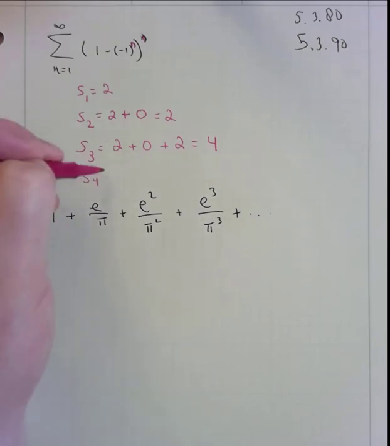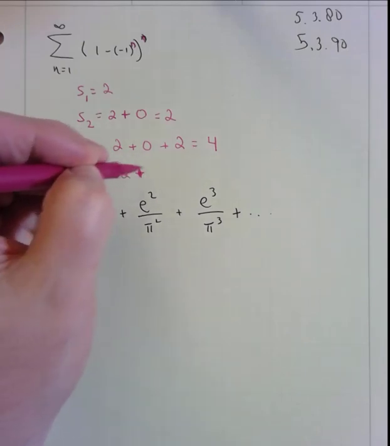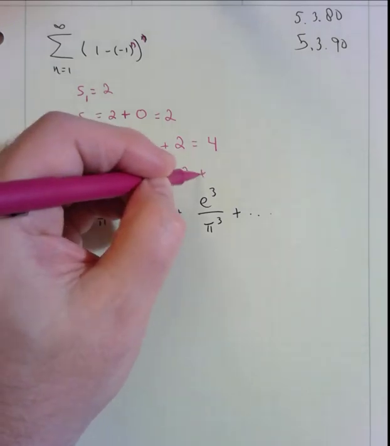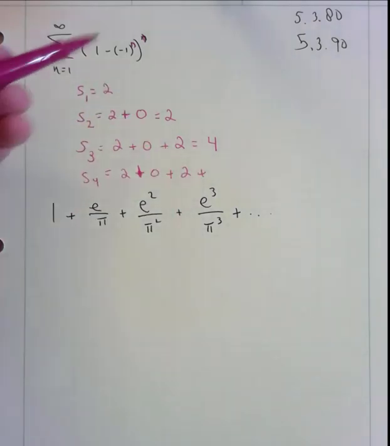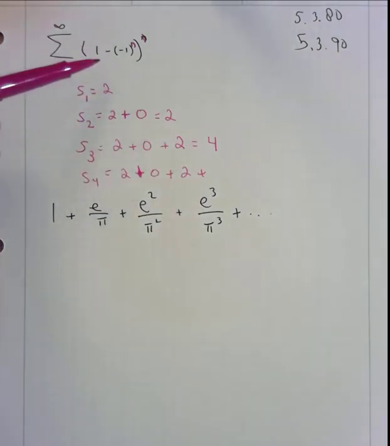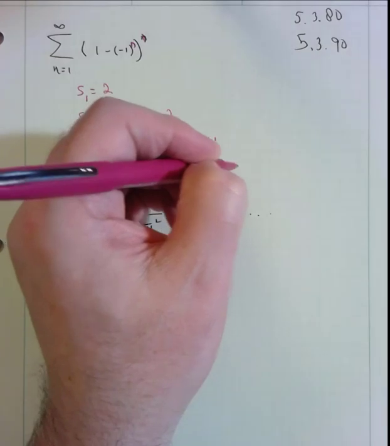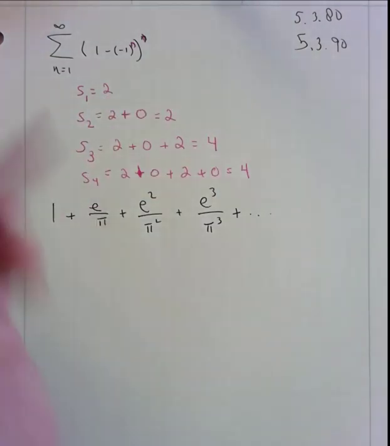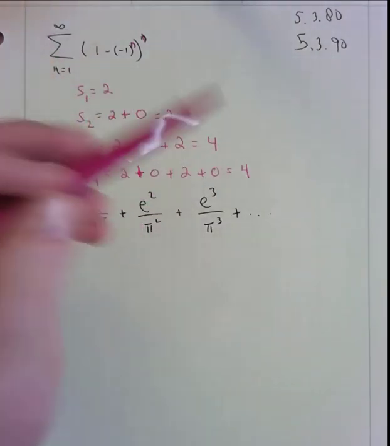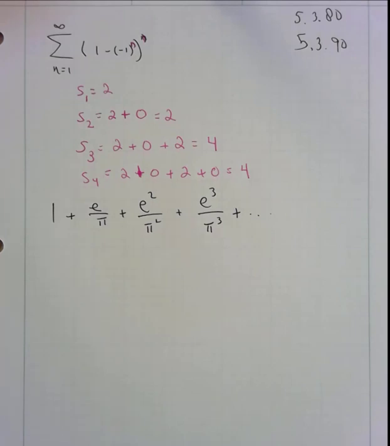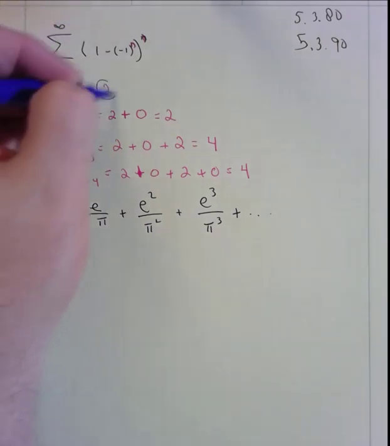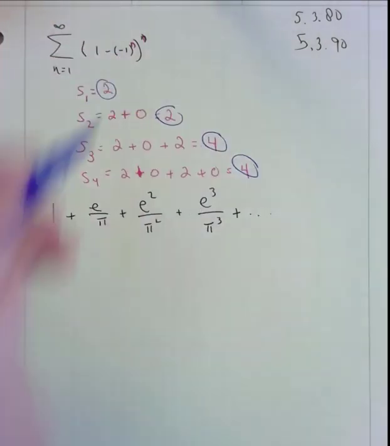S4 is going to be 2 plus 0 plus 2 plus, you see we're just adding a new term each time. When n is 4, we're going to get 1 minus negative 1 to the fourth, 1 minus 1, so we're adding a 0, and that's a 4. And so what's happening, you can now predict the results. 2, 2, 4, 4. You can guess the next two are 6, 6. Now these results, 2, 2, 4, 4, that is the sequence of partial sum values.